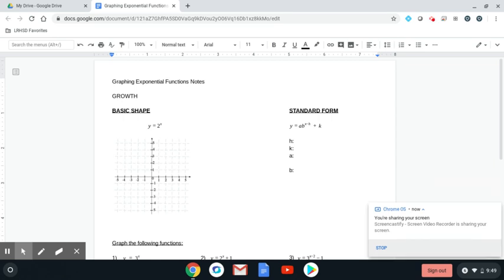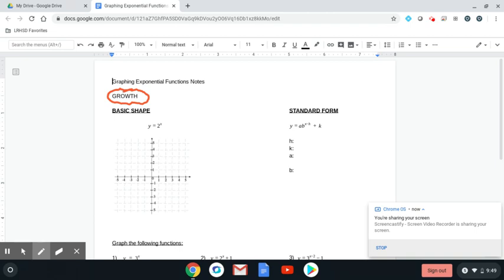Hey everyone. So what we're going to do today is learn how to graph exponential functions. Now there's two types of exponential functions, and the one we're really going to focus on today is exponential growth. When I see you guys tomorrow, that's when we'll talk about what's called decay.